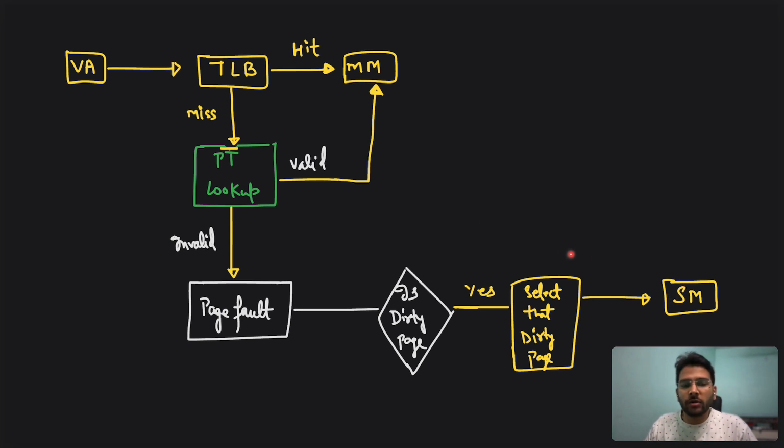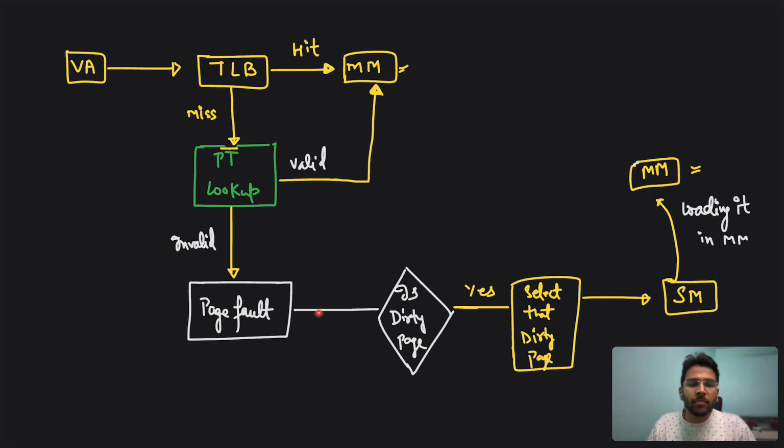And then you are going to load the required page, because it was a page fault, right? You need that page, so you are going to load that required page into the main memory. I've written main memory here just for your understanding that we are loading it back. And obviously when you are loading it in the main memory, you have to update the page table and everything, including the TLB entries.